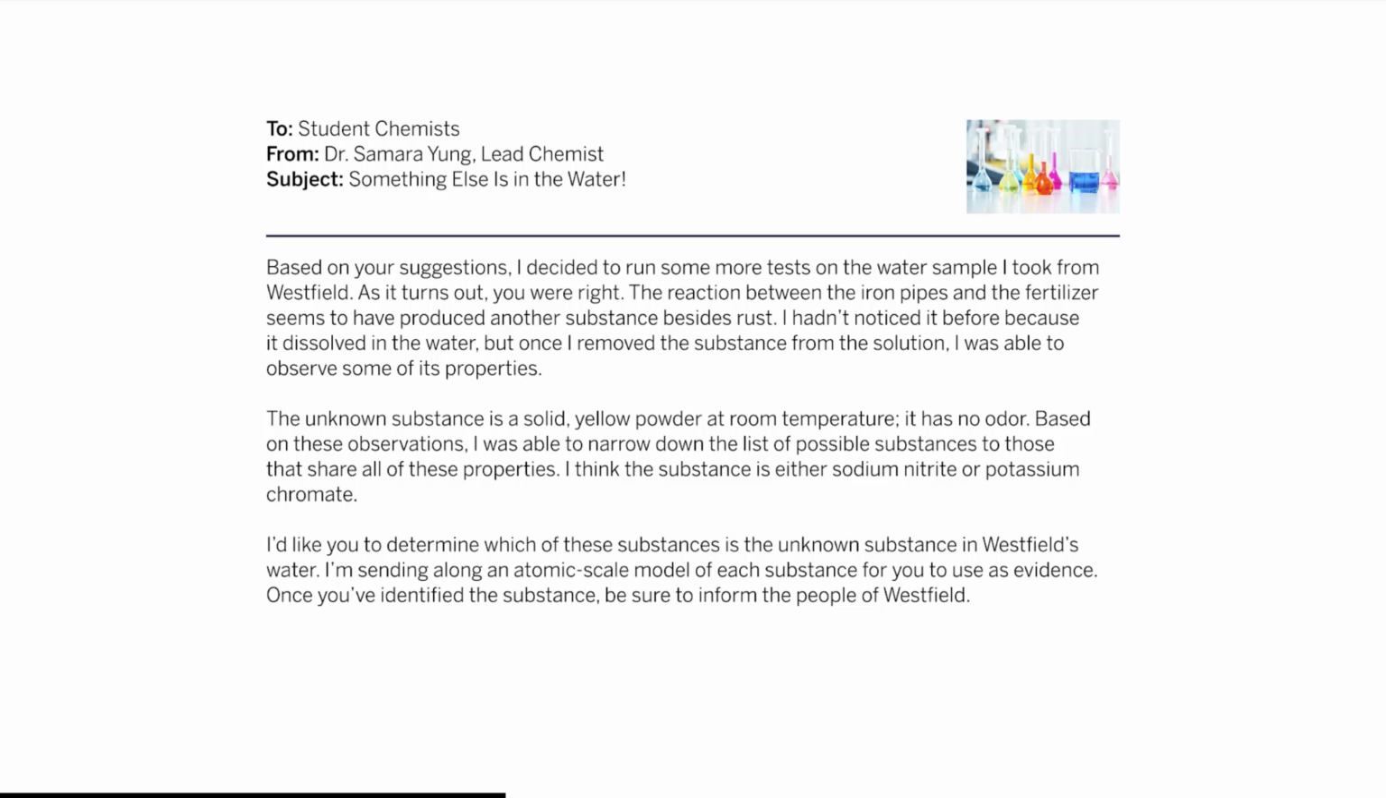The unknown substance is a solid yellow powder at room temperature. It has no odor. Based on these observations, I was able to narrow down the list of possible substances to those that share all of these properties. I think the substance is either sodium nitrate or potassium chromate. I'd like you to determine which of these substances is the unknown substance in Westfield's water. I'm sending along an atomic scale model of each substance for you to use as evidence. Once you've identified the substance, be sure to inform the people of Westfield.